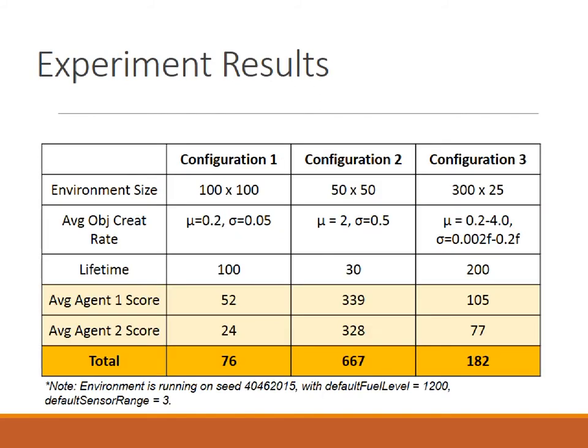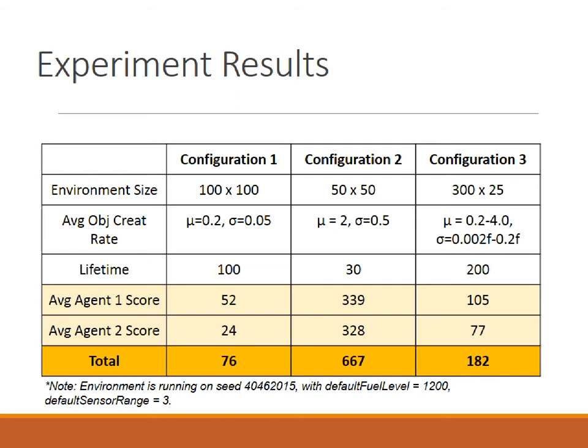So after doing a couple of experiments, these are the results from the 3 different configurations. In configuration 1, we have an environment size of 100 by 100, an average object creation rate of 0.2, a sigma variance of 0.05, and a lifetime of 100. Configuration 2 is a bit smaller. We make use of an environment of 50 by 50, with a higher object creation rate and a lower spread, and a much shorter lifetime of 30.